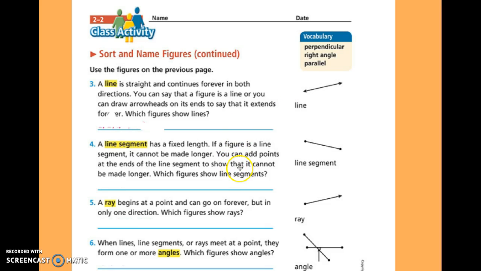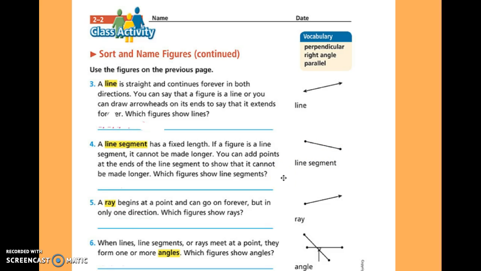A line segment has a fixed length. If a figure is a line segment, it cannot be made longer. You can add points at the end of the line segment to show that it cannot be made longer. So this is an example of a line segment. So it's a line and 2 points are added, meaning it doesn't go any longer than that. Okay, so that's how we show a line segment.